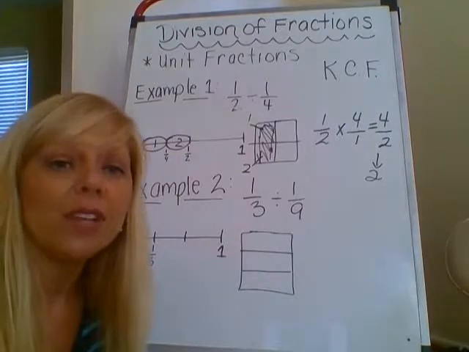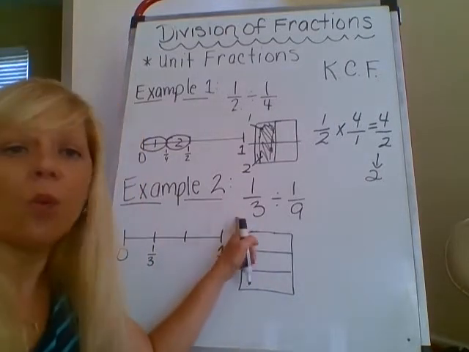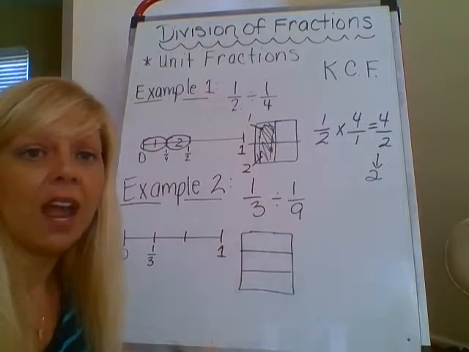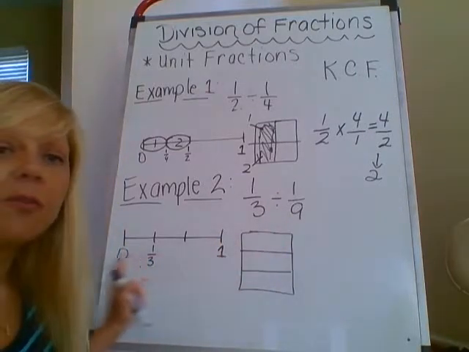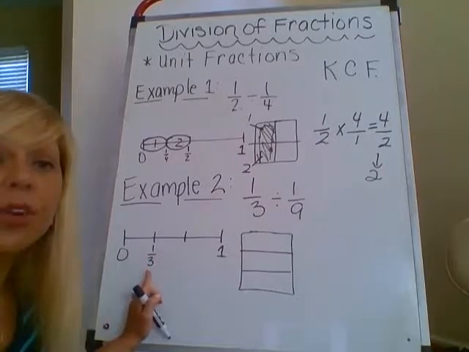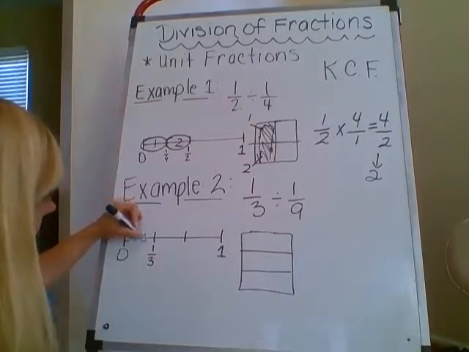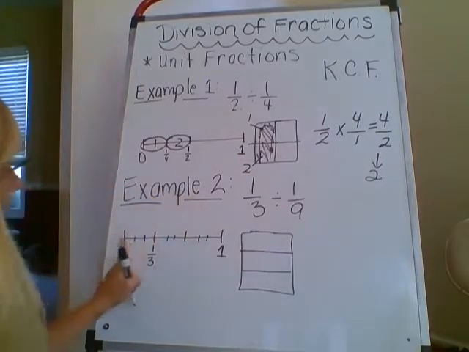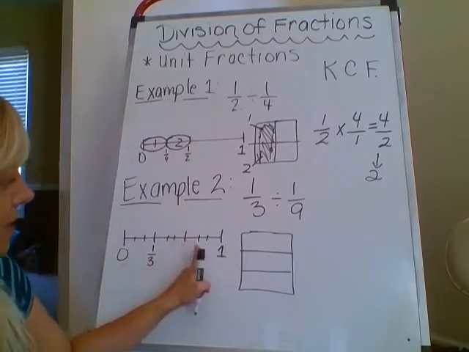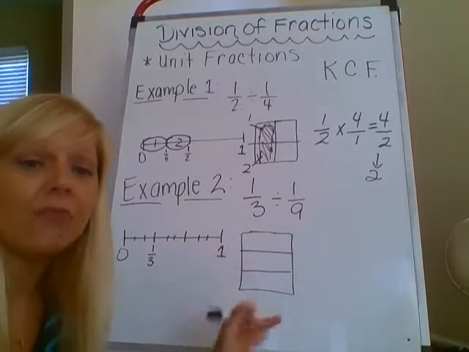All right. Okay, so example number 2. If I have 1/3 and I'm dividing it into ninths, here again I have my number line. I have my 1/3 marked. So if I break this into ninths, I have 1, 2, 3, 4, 5, 6, 7, 8, 9 ninths. Okay, so I have 9 ninths.